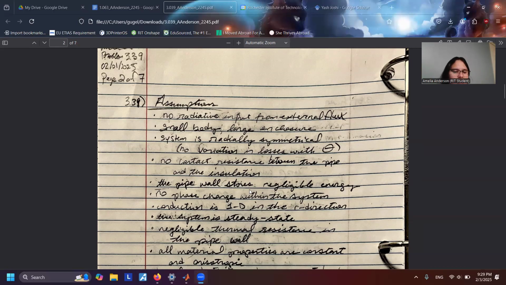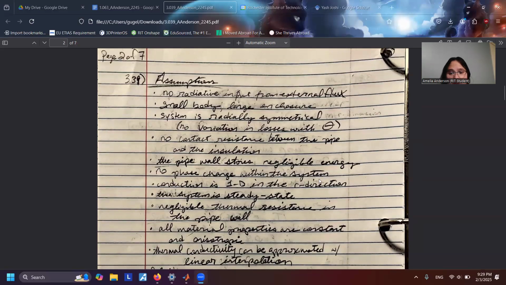The pipe wall stores negligible energy. This is kind of also saying that we're not really including the pipe wall in these calculations. It's not really relevant. It's not a very important assumption. It's just primarily to say we're not dealing with the pipe wall. We don't care what the inside diameter is.